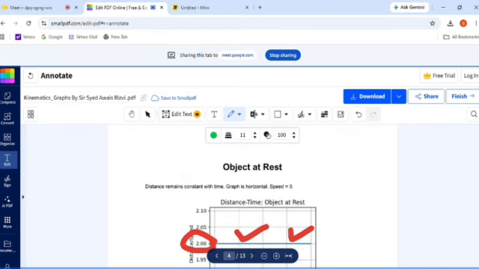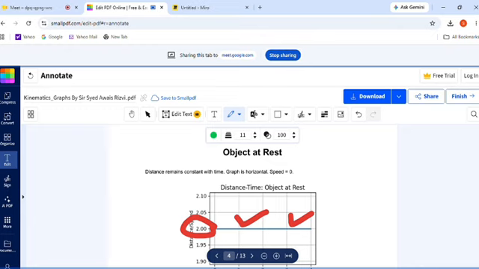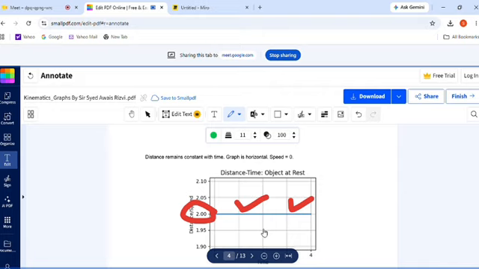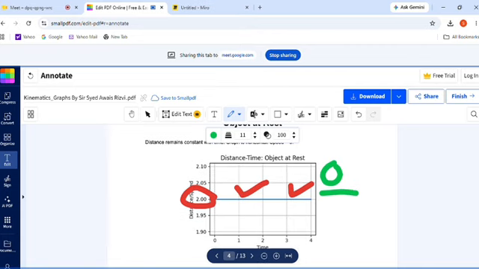First of all, the object is at rest. Here you can see that there is no change in the y value. The y value is 2 meters. So 2 meters remains the same, the horizontal line. There is no change in the value of y, so we will write 0. But there is a change in the value of x, we can write it as 4.